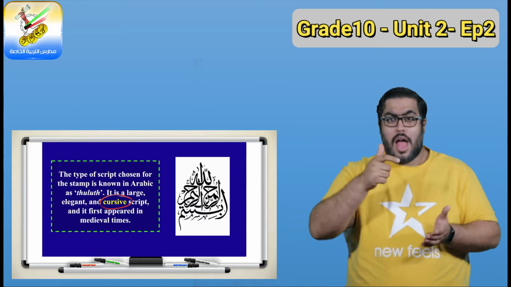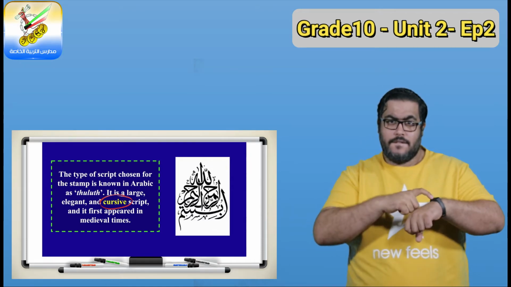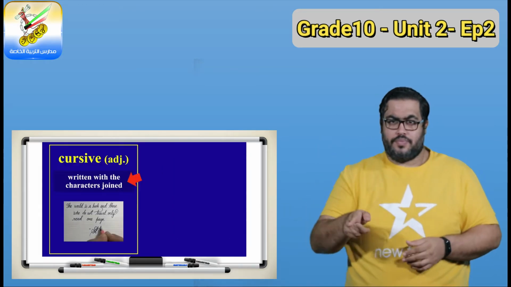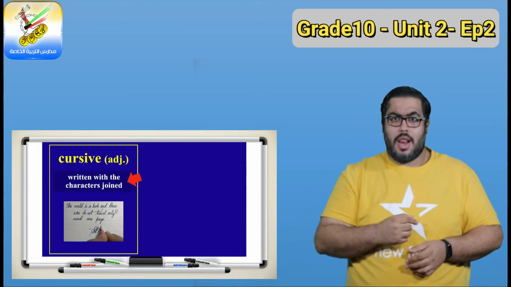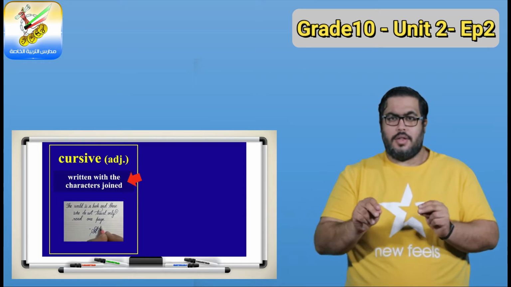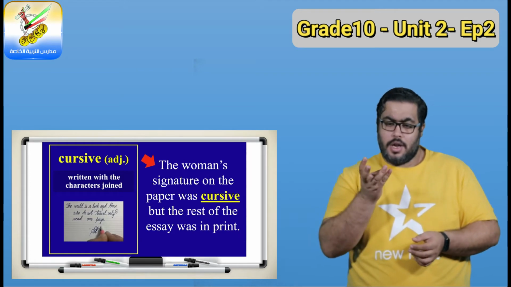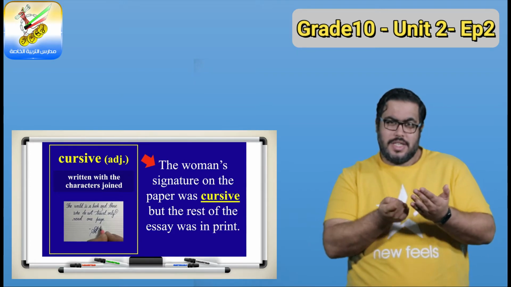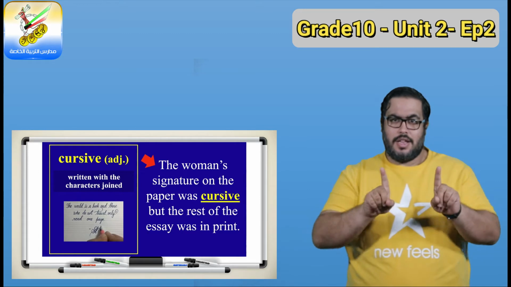So what do you think the word cursive means based on this image? You can see the letters are a bit curved, right? So cursive is an adjective. It means written with the characters joined. For example, the woman's signature on the paper was cursive, but the rest of the essay was in print.